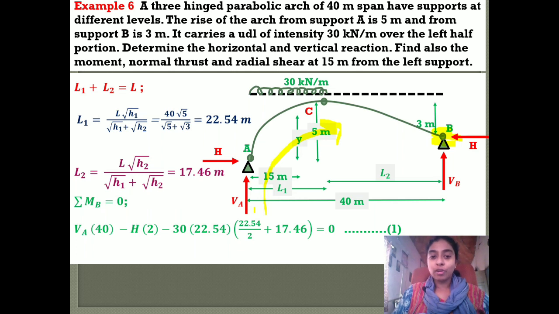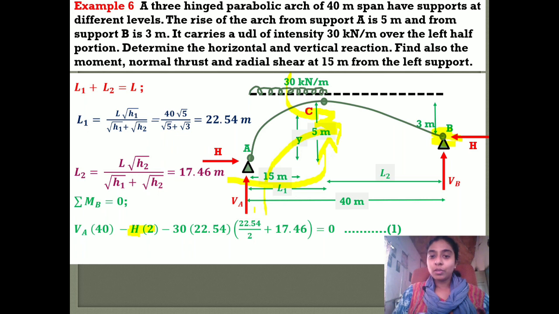VA into 40 positive. Now this H into 2, see this is negative. So the distance between A and B is 2 meter. AC is 5 meter, BC is 3 meter. So the vertical distance between A and B is 2 meter. That is why it is minus H into 2. So the left anti-clockwise is negative. So minus H into 2, minus again the left anti-clockwise, it is like this.